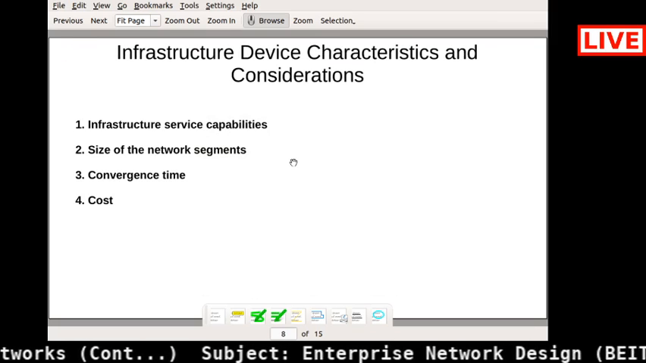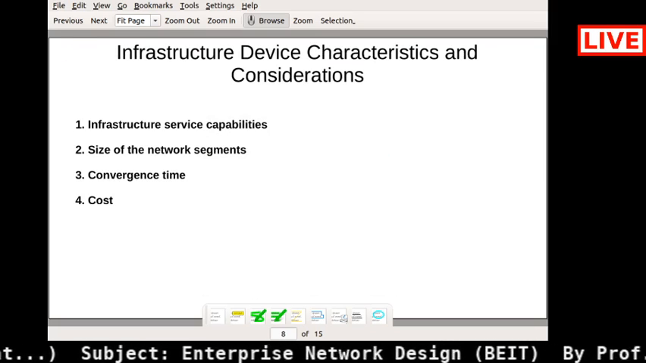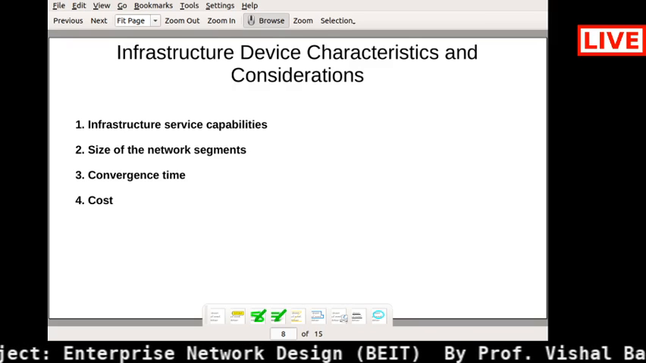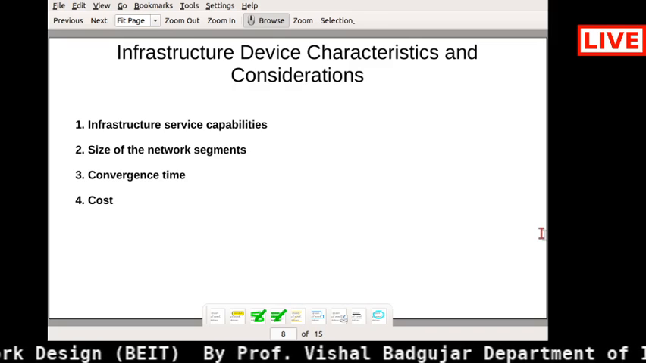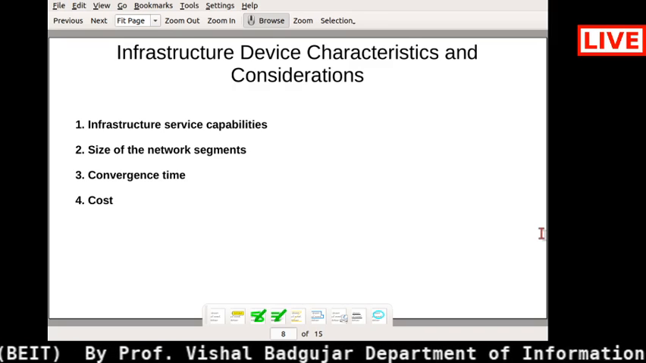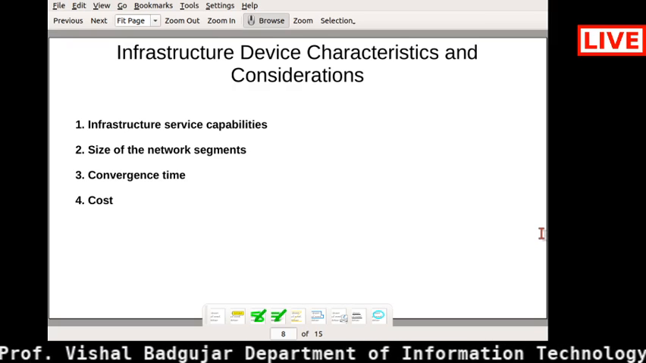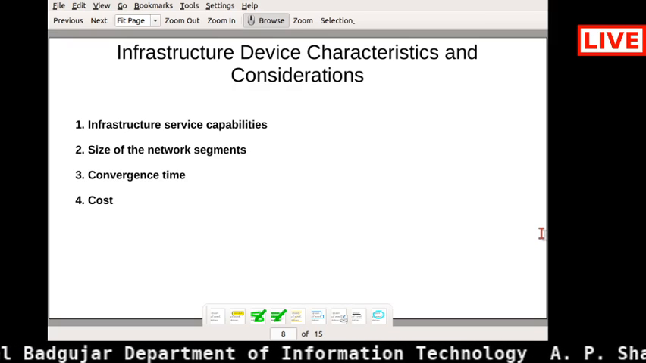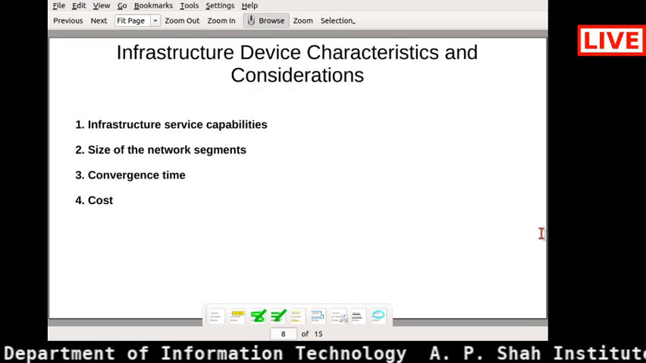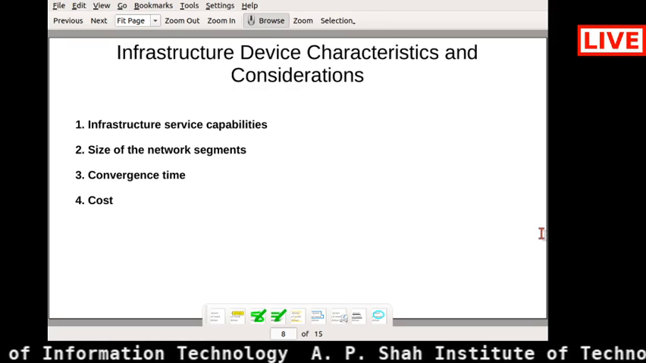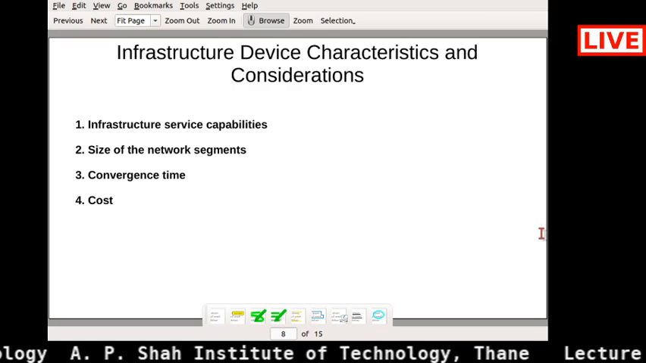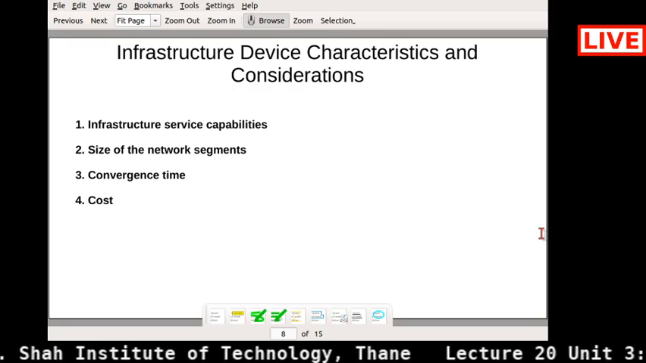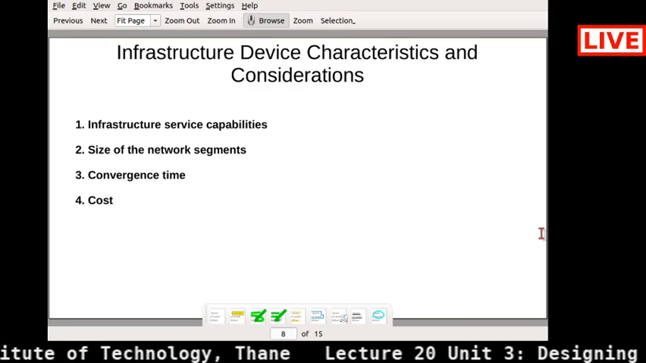Then we will move towards the next, that is the infrastructure device characteristics and considerations. If you see here in the infrastructure device characteristics, if you are designing any type of switch, whatever switch you are going to use, and the features for that particular network where you are going to deploy that switch, there are some factors you need to keep in mind.